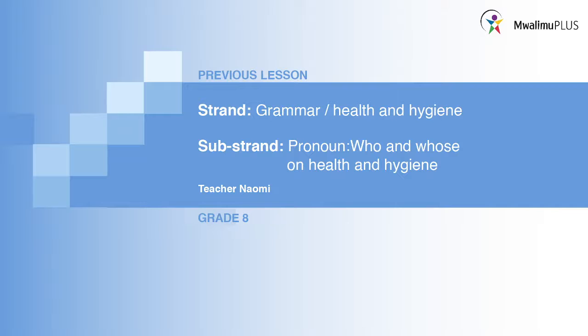We said who is used to refer to the subject in a sentence. And we said a subject in a sentence is the person or thing doing the action in the sentence, or the person or thing being talked about in that sentence. So when you are referring to the person or the thing that is doing an action in a sentence, or that is being talked about in the sentence, that is when we use the pronoun who.